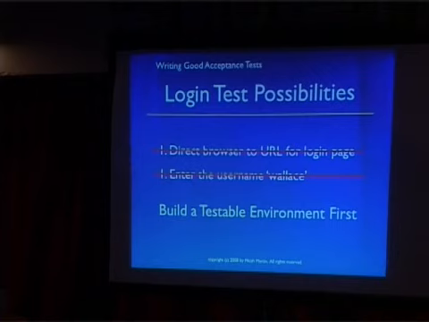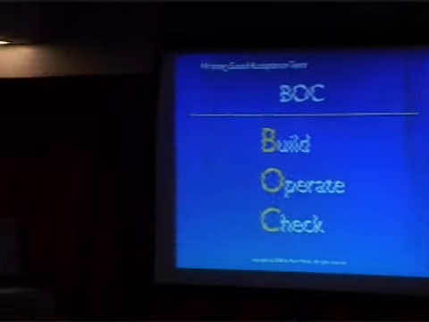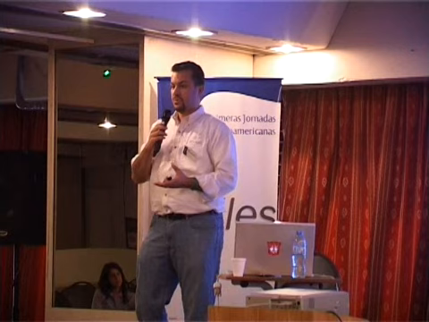You might have to load up your database. You might have to put some test data in your database. You need to prepare the system for testing. There's a common pattern that you'll see in writing tests, which we call the BOC, build, operate, check. The first thing you're going to do is build a testable environment. Then you're going to operate on the system, and then you're going to check the results. Make sure that you got the results you expected.